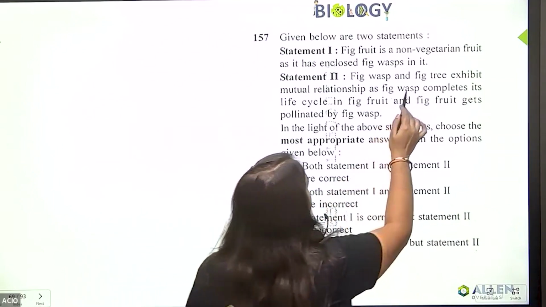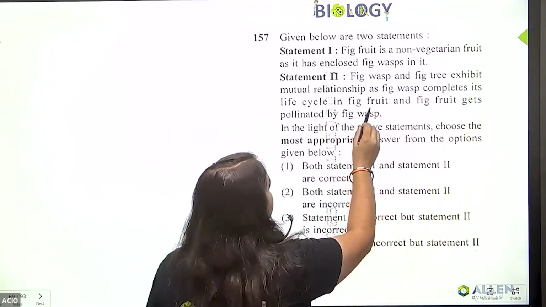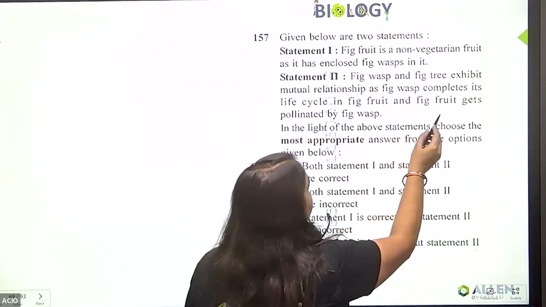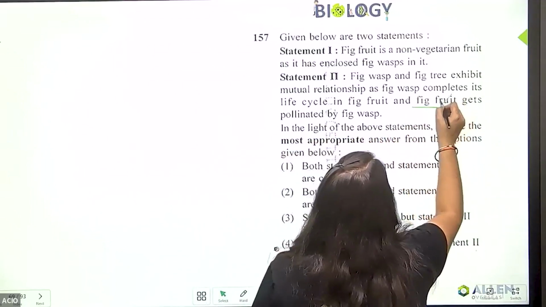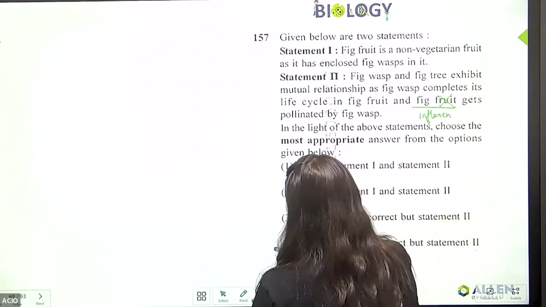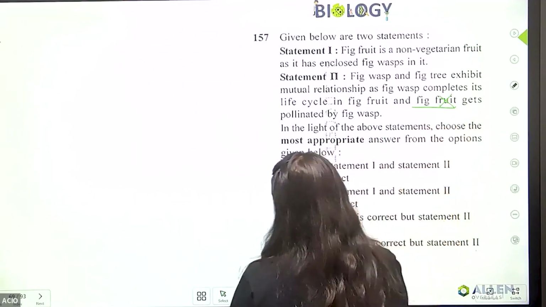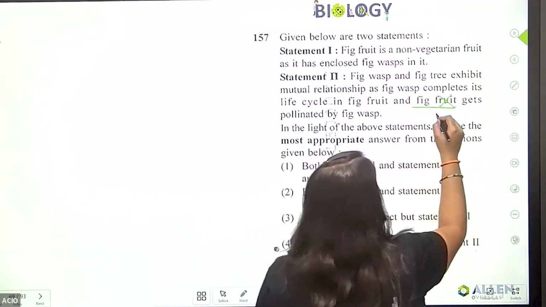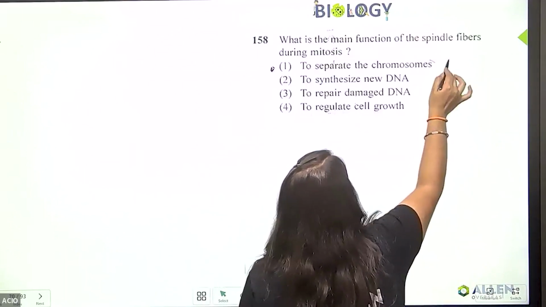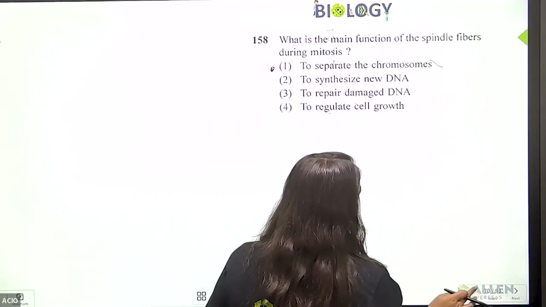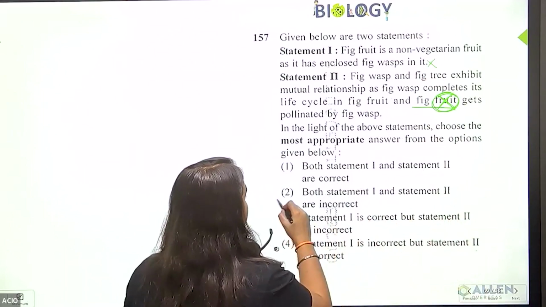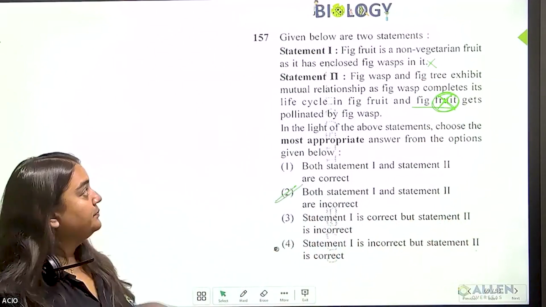Okay. Fig wasp and fig tree exhibit mutual relationship as fig wasp completes its life cycle in fig fruit and fig fruit gets pollinated. But it's not fig fruit, it's fig inflorescence. Okay, it's not fig fruit, it is syconus, flower or inflorescence. So this word is wrong over here. So both statements are wrong. This is also wrong, this is also wrong. Both 1 and 2 statements are incorrect.